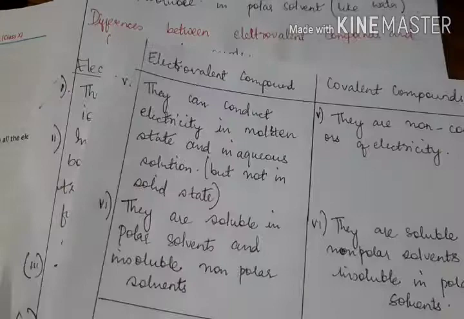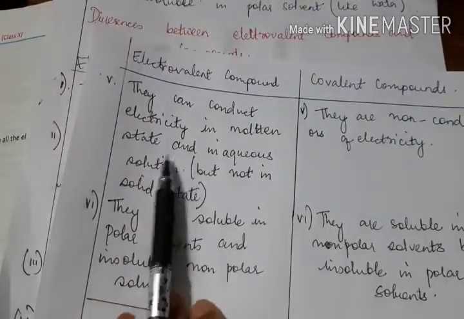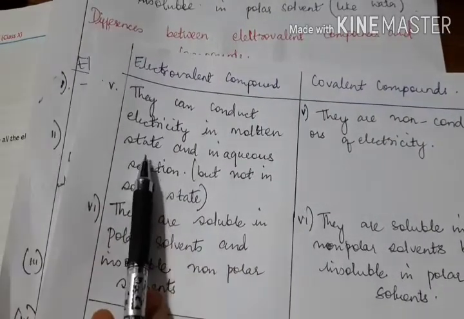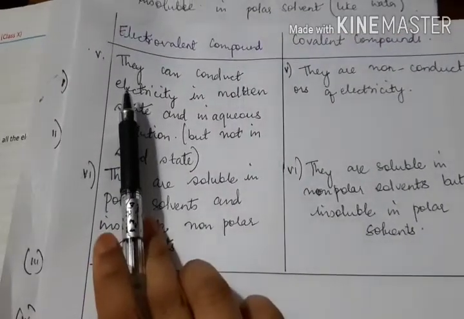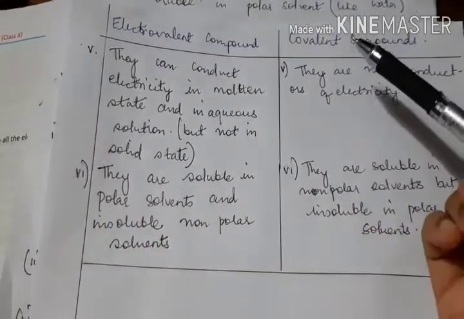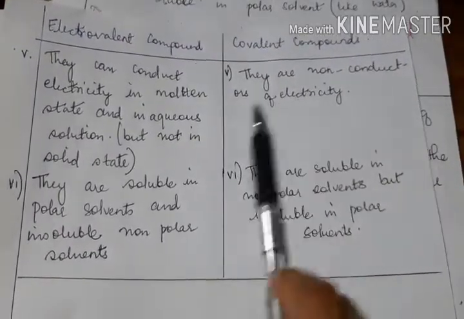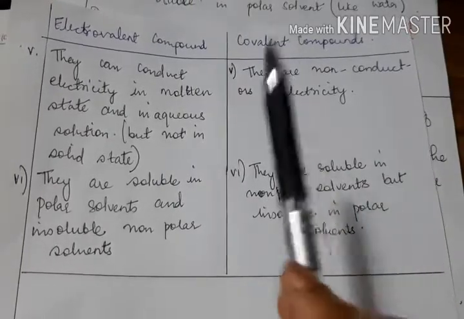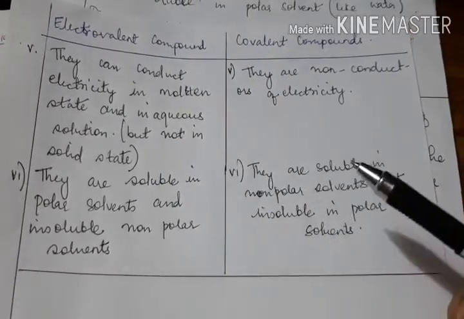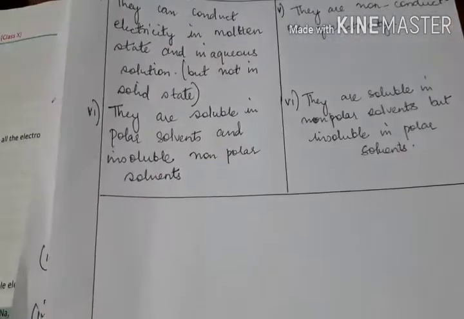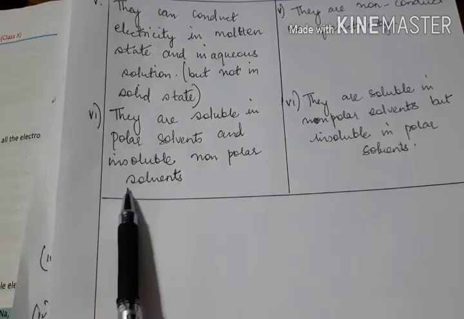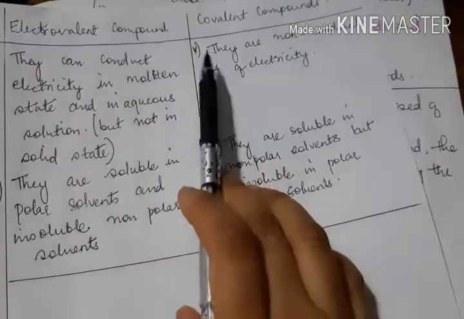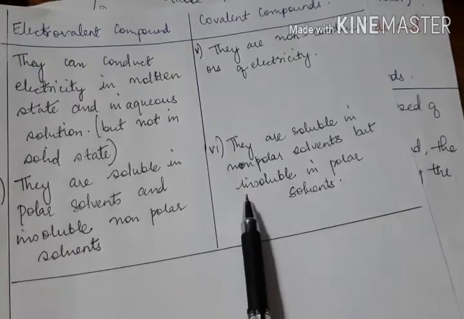Ionic compounds can conduct electricity in the molten state, that is the liquid state, and in aqueous solution. But in the solid state, ionic compounds cannot conduct electricity because free ions are not available. Covalent compounds are non-conductors of electricity, but polar covalent compounds, when present in water, can conduct. Ionic compounds are soluble in polar solvents and insoluble in non-polar ones. Covalent compounds are soluble in non-polar and insoluble in polar solvents.